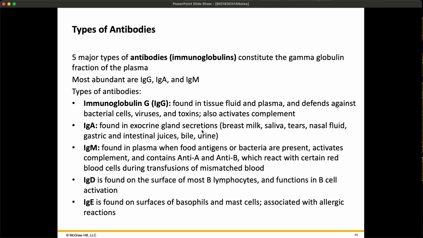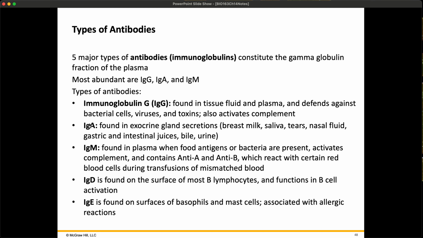IgA, exocrine gland secretions, breast milk, saliva, tears, intestinal juices, bile, urine. IgM, found for food antigens and bacteria present, react with certain red blood cells during transfusions or mismatched blood. IgD is found on the surface of most B lymphocytes and helps with B cell activation. And IgE, basophils and mast cells associated with allergic reactions, parasitic infections, things like that.